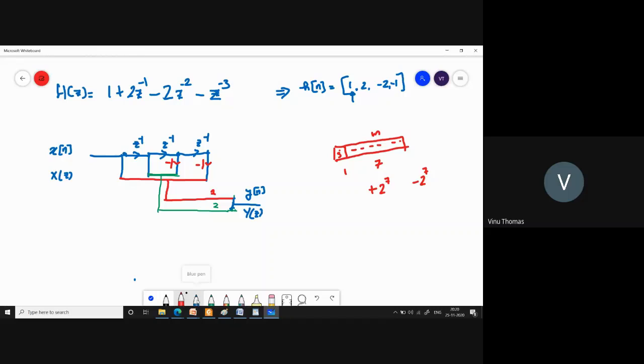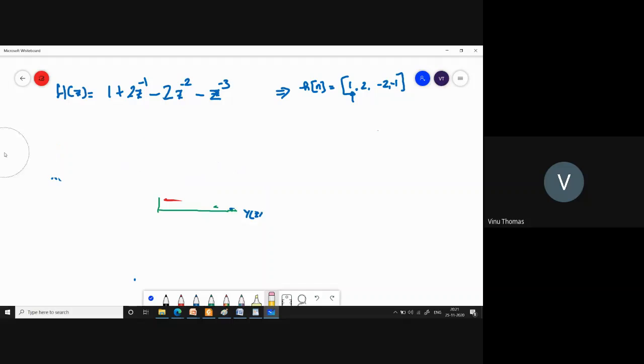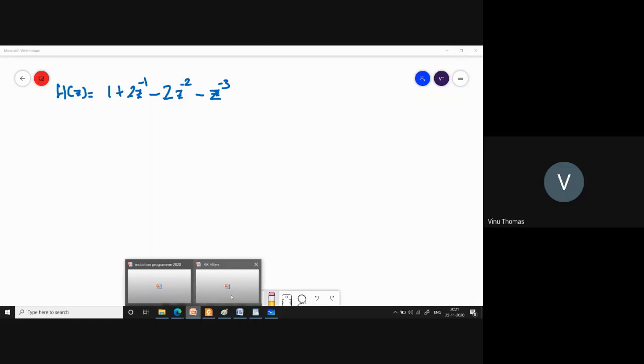Now I want you to look at this example which I am going to give you. The question would be slightly different. Let us see how you can approach this. This is a filter that you are given. h of z is equal to 1 plus 2z raised to -1 minus 2z raised to -2 minus z raised to -3. So let me switch to the PowerPoint presentation.